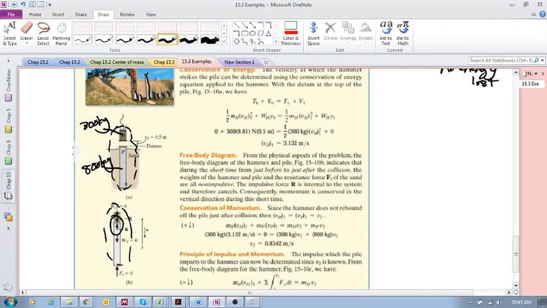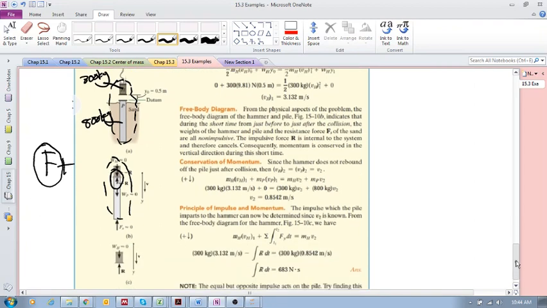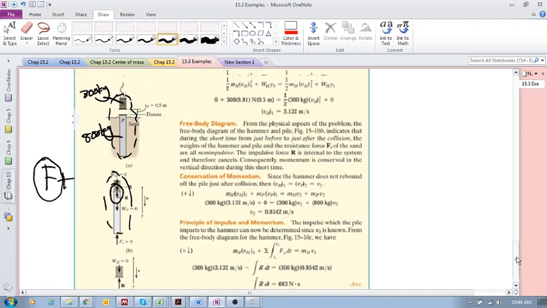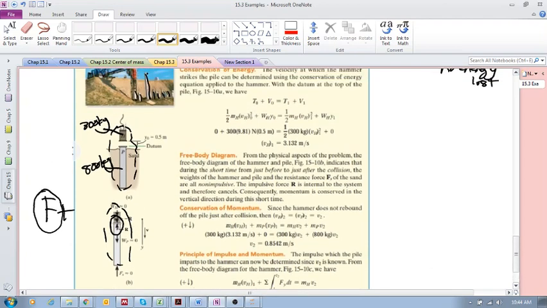Okay, let's just back up. What are impulses? Impulse is basically a force times time. So we need to look at the free body diagram. So during collision, you've got these very large forces. R is the force of the impact, these impulses between the hammer and the pile.